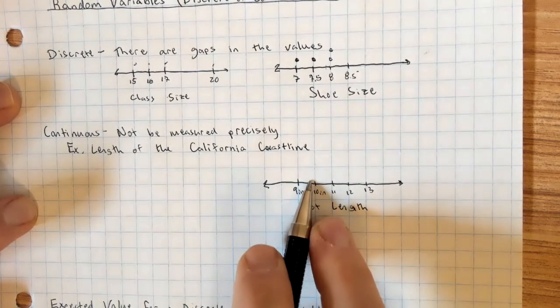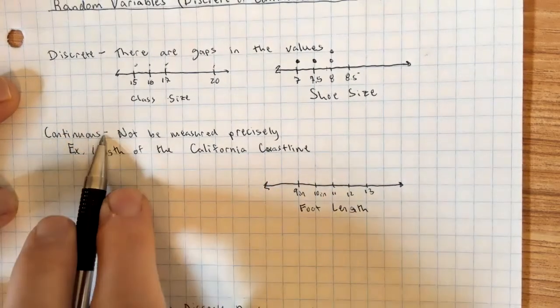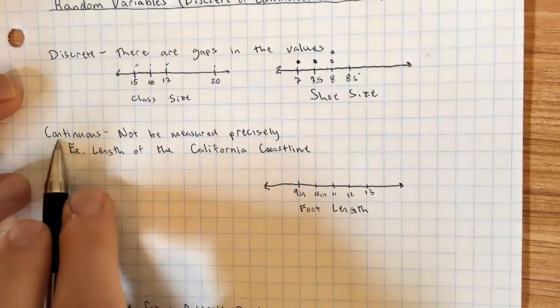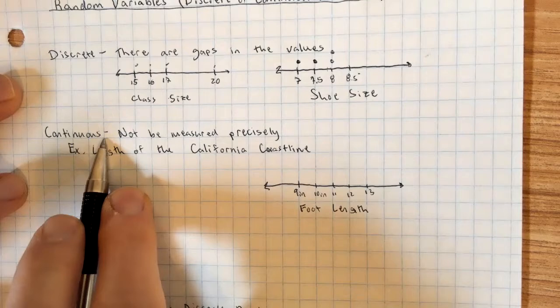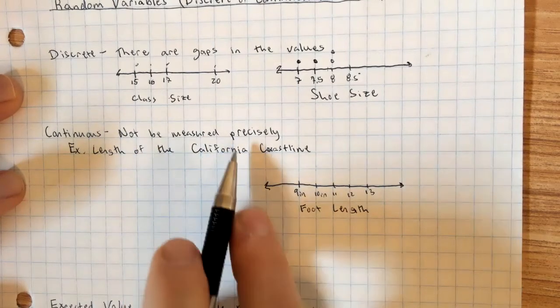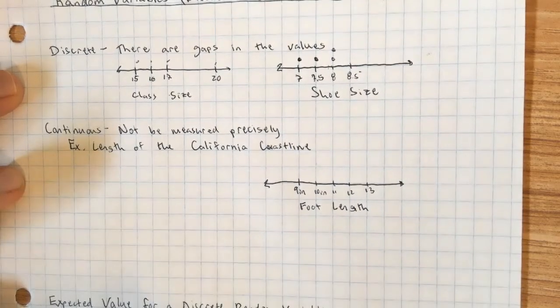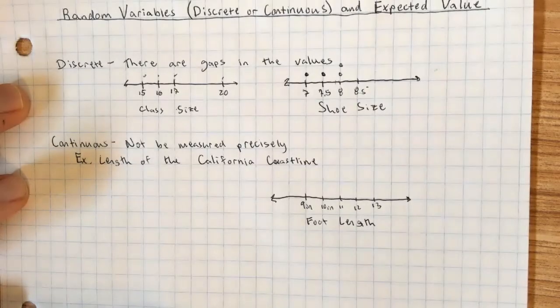Depending on who measures it, it can vary between the measurements. And this is all something that is continuous, continuously getting more precise. You're never actually going to get the exact measurement, but you get closer and closer the more accurate that you're trying to get. So hopefully that clears up the difference between discrete and continuous.